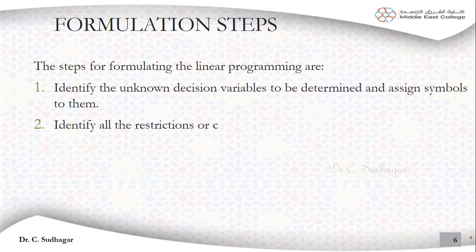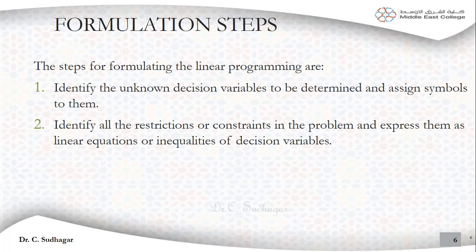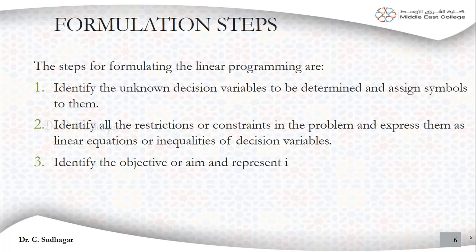Second thing is identify all the restrictions. What are the conditions? How many resources, how many hours the machine will work, how many people will be working, how much production will be possible, and how much the market demand will be. Find out all the possible situations and convert them into conditions or constraints. Check which variables come under the non-negative constraints. Most of the variables will come under non-negative constraints.